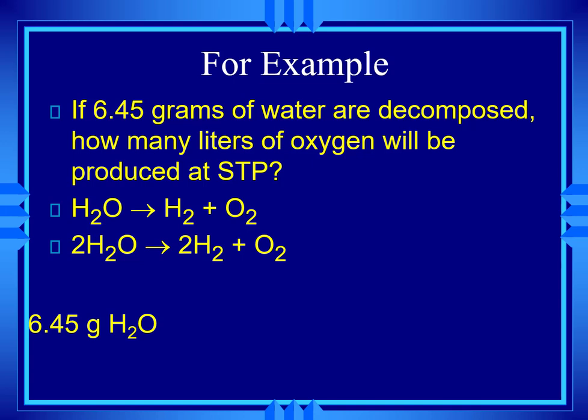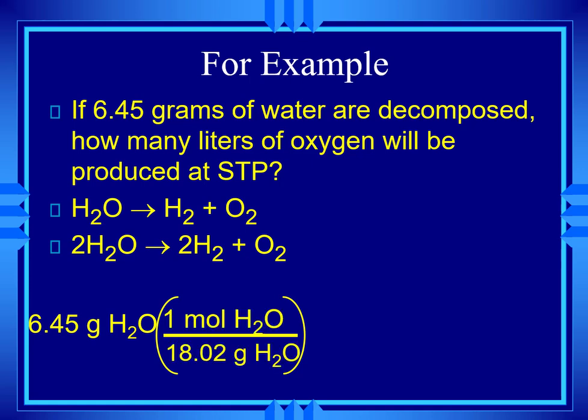So I get the 6.45 grams of water. What unit do I want to get rid of? Grams. Where's it got to go? The bottom. What can I turn grams of water into? Moles of water. So, 2.02 for the hydrogen, 16.00 for the oxygen, adds up to 18.02 grams. And grams have canceled out on purpose. Now, what unit do I want to get rid of? Moles of H2O. Where's it got to go?